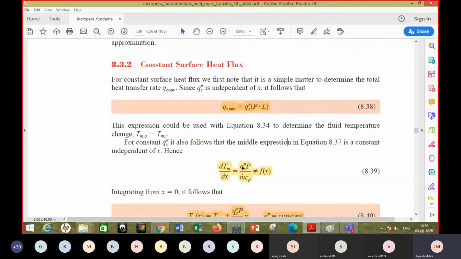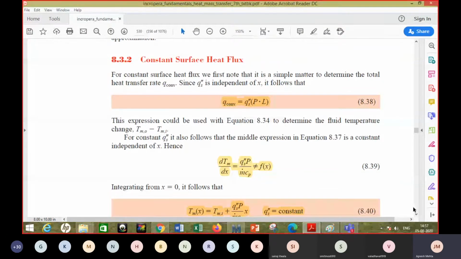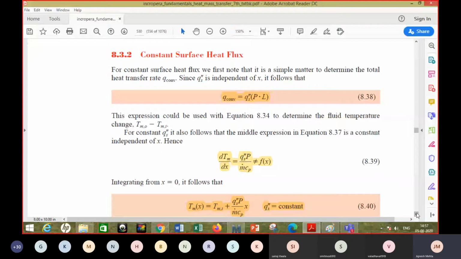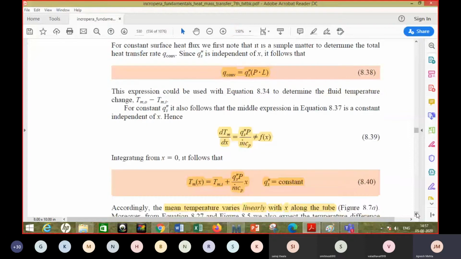Now, because this Qs double prime is not a function of x, it is a constant heat flux boundary condition. Other things are also constant: P and m dot Cp are constant. So dTm by dx is not a function of x. It means that you can integrate Tm over some length of the tube, from x equal to 0 to x equal to x.